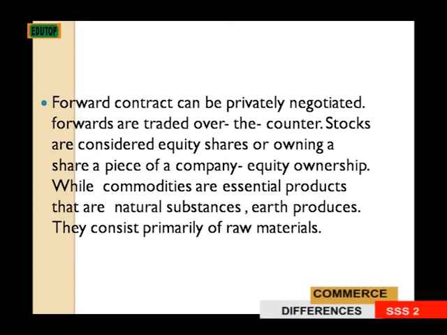Stocks are considered equity shares, or owning a share, a piece of a company; that is equity ownership. While commodities are essential products that are natural substances like farm produce. They consist primarily of raw materials.